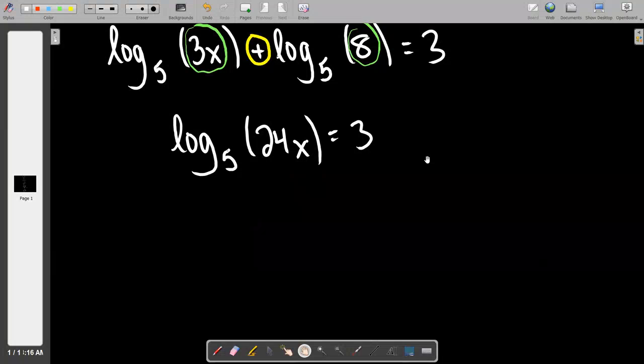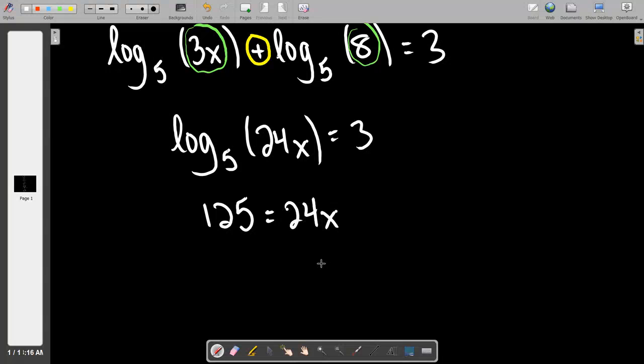And then from here, it's time for the diagram, the water cycle. So what am I going to write here first? 125. That's a terrible 5. I'm just going to try again. Do gooder. There you go. 125 equals. And then we're going to divide both sides by 24.